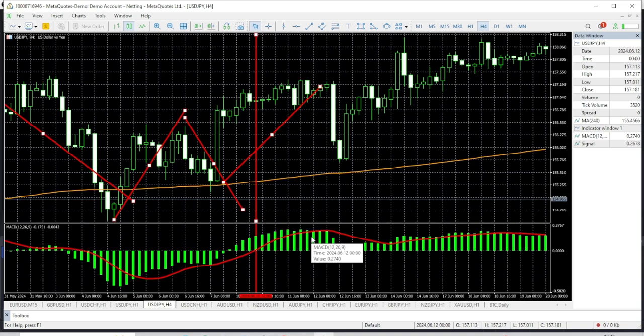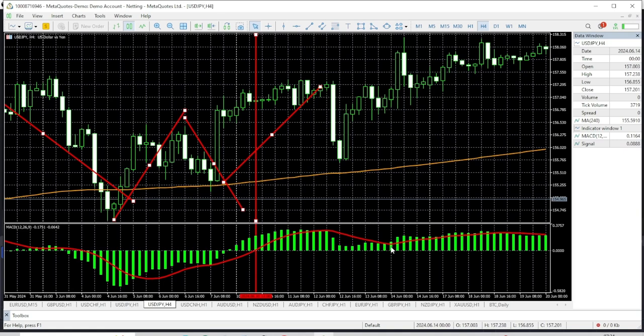The pullback does not have to be significant. All we want is for a histogram bar to drop below the red line, that is the signal line of the MACD. So the condition is fulfilled here, and once it is fulfilled, we now begin to wait for the first histogram bar that will close above the signal line, which, if we keep coming, this particular histogram bar meets that condition.